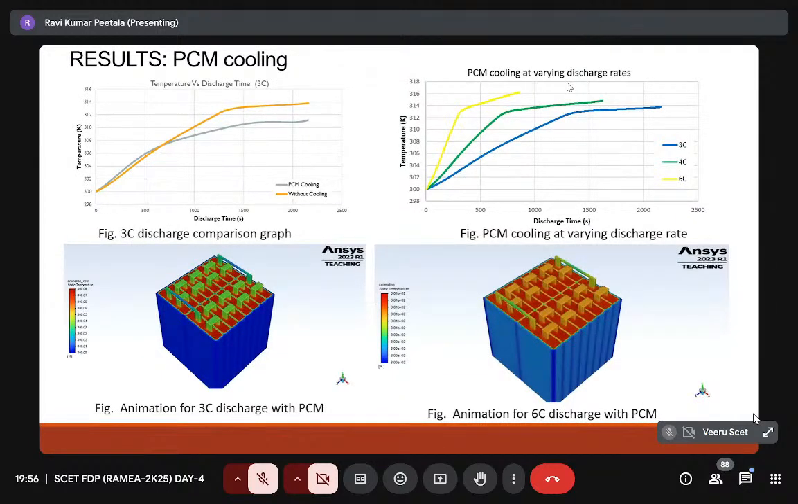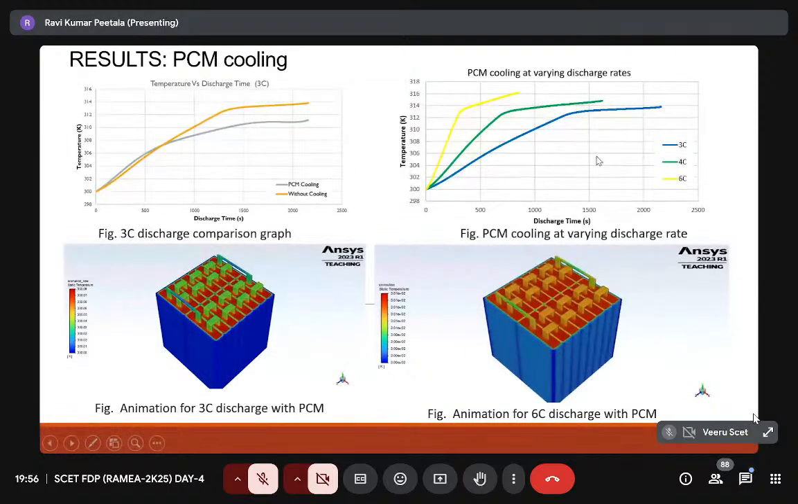Now I'm using the PCM over the surface. These are the PCM material, and in between the PCM we arrange the batteries in this fashion. The batteries are arranged in series and parallel conditions. So the temperature is 330. Now at the 3C rate, let's say this is 3C, the temperature without PCM is this much, 370, and with PCM cooling it is 310 or 311.